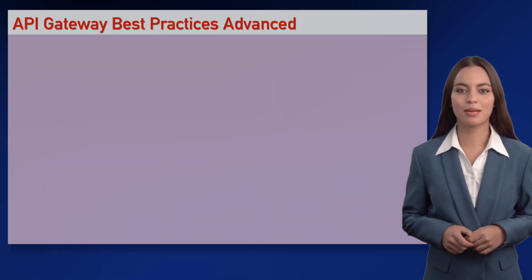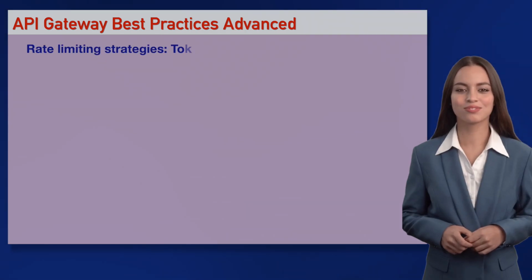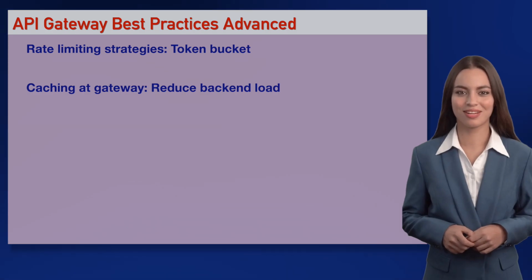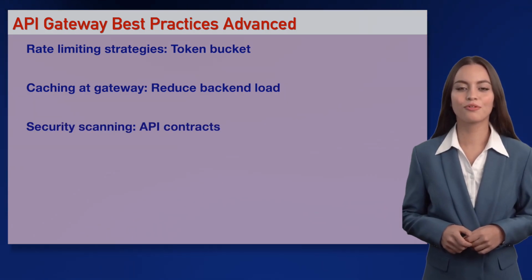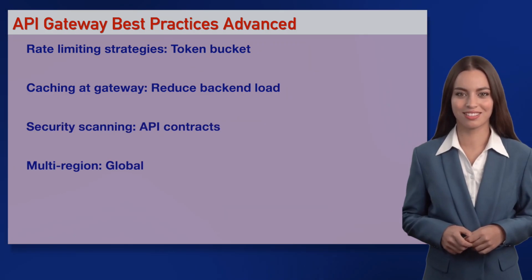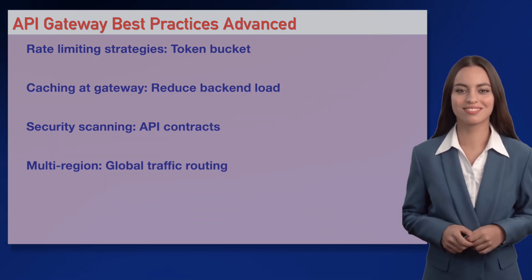Advanced API gateway best practices. Implement rate limiting with token bucket algorithms. Add caching at the gateway to reduce back-end load. Perform security scanning on API contracts. Use multi-region gateways for global traffic routing and low latency.